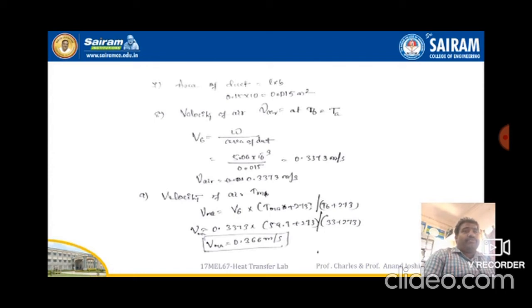0.3373 into 59.1 plus 273 divided by 33 plus 273. You substitute these values, you will get velocity of the air. Okay, so that is 0.36 meter per second.